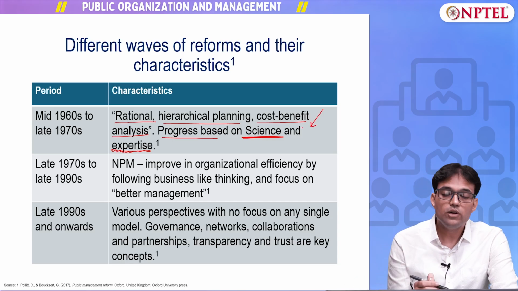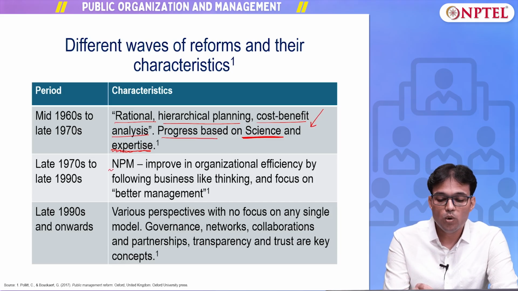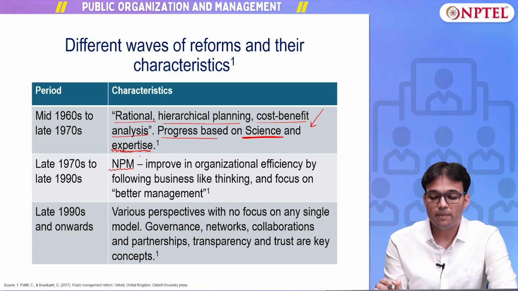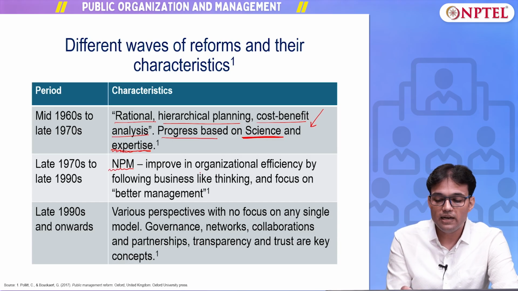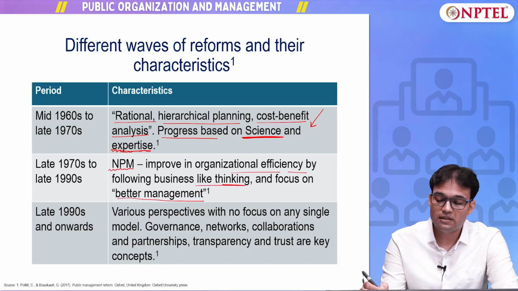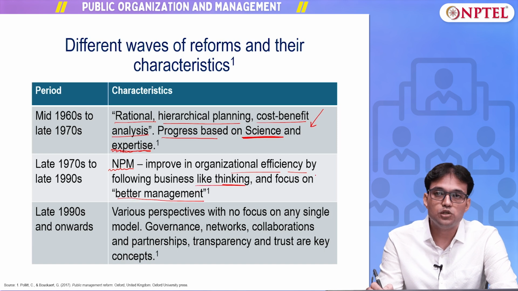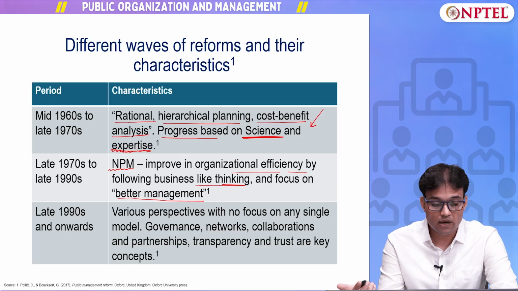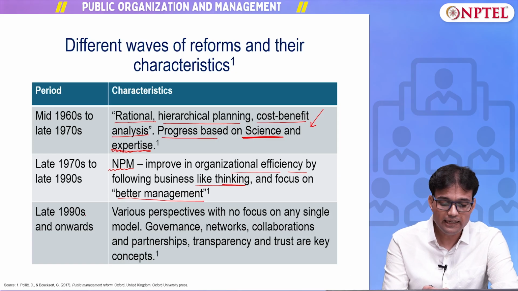Moving on, between the 1970s and late 1990s, this is an era when new public management as a reform picked up. The idea was to improve organizational efficiency by focusing on business-like thinking and better management. So ultimately it is learning from the principles and practices of private management and applying them in public sector organizations to enhance efficiency for better outcomes. Then comes the late 1990s and onwards.